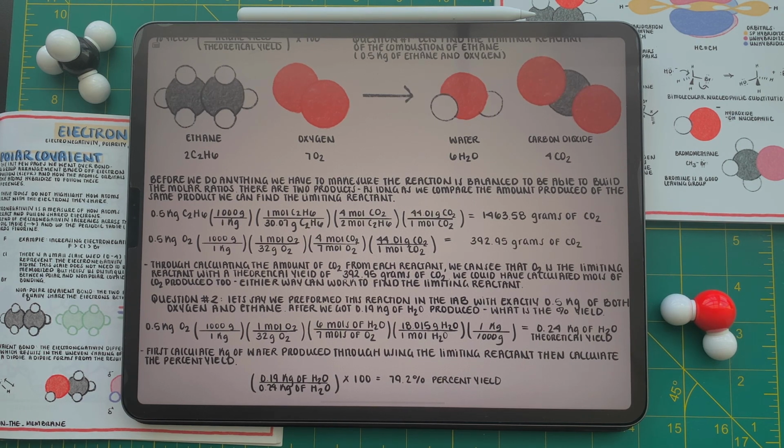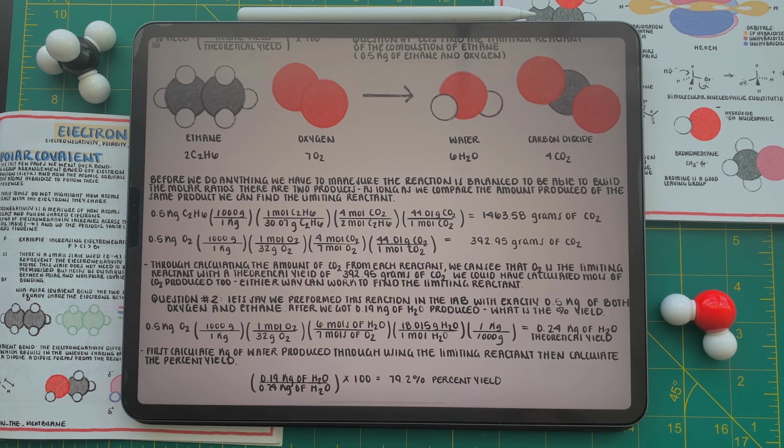For oxygen, we convert to grams, moles of oxygen, then a 4/7 ratio of oxygen to carbon dioxide, then moles of CO2 to grams of CO2 for a final 392.95 grams of CO2 produced. It's clear to see that under these conditions oxygen is the limiting reactant, meaning that this amount of starting materials is the theoretical yield of CO2 produced in the reaction, 392.95 grams of CO2.